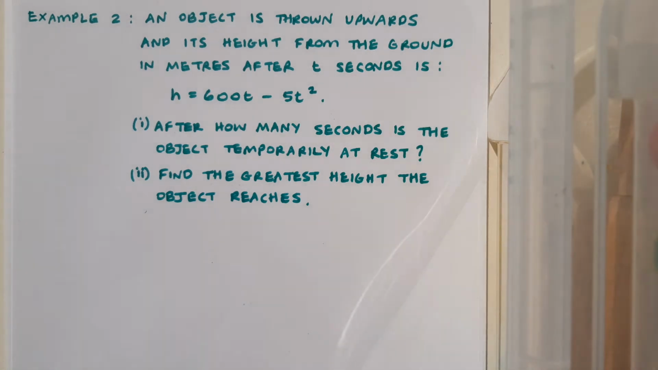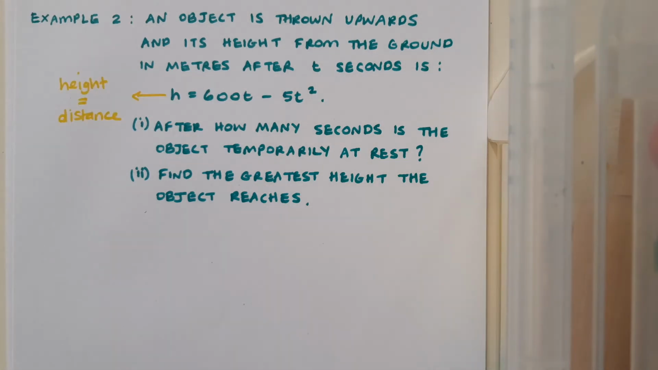Well, the first thing to point out is that the height something is above the ground is just its distance off the ground. So height and distance represent the same thing. If you see h is equal to at the start of one of these formulae, don't let it put you off. It's the exact same as s in the previous example. Of course, when I find my derivatives, I'll call them dh dt and d squared h over dt squared.